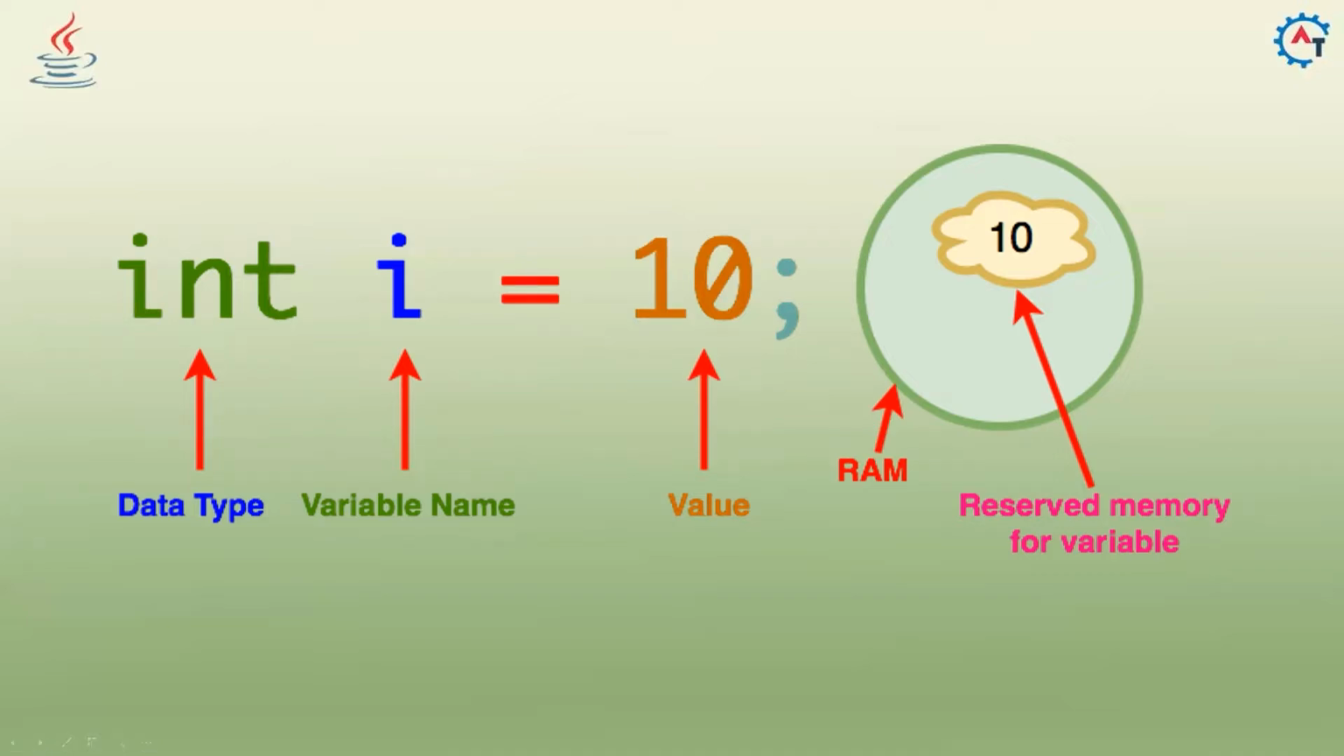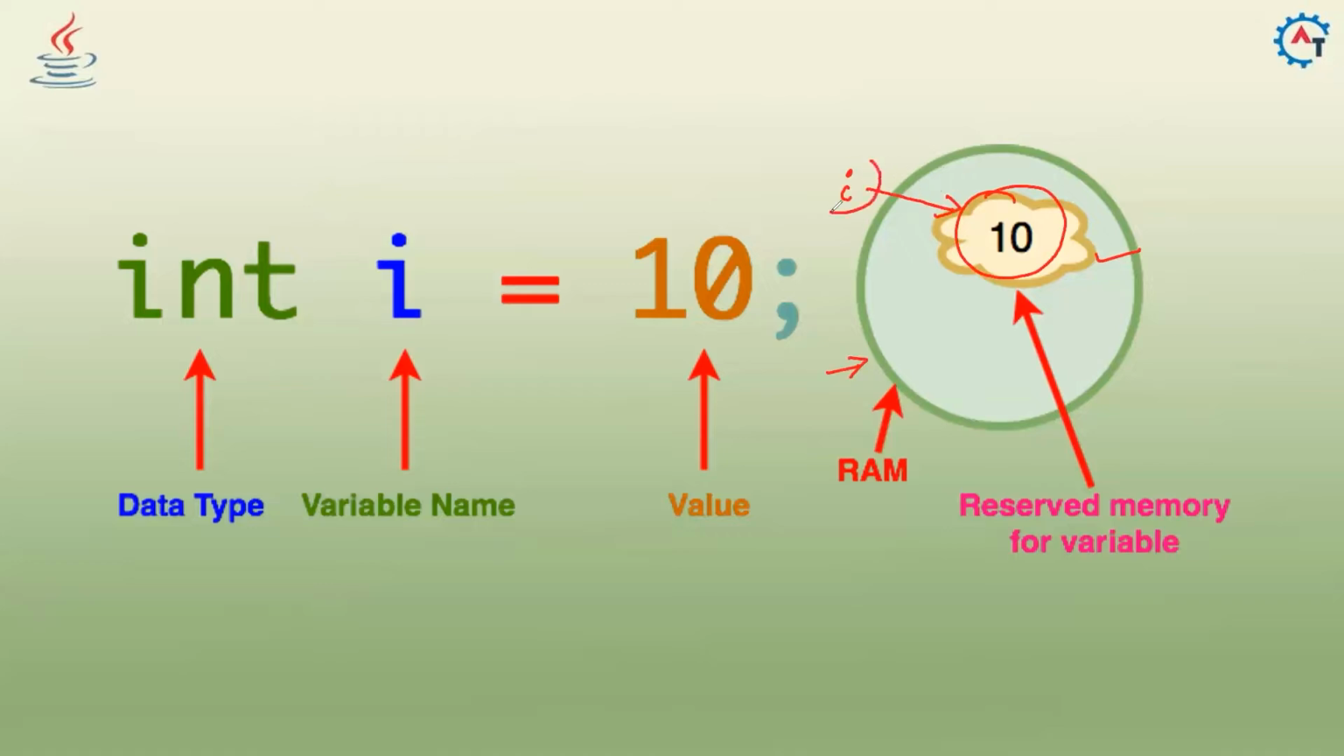So in this case, if you go to the memory, let's assume this circle is your RAM. Inside the RAM it will reserve some memory for your variable. For this 10, it will reserve some memory. How much memory? An integer will take a specified amount of memory, that we will discuss in our upcoming videos. But here, this is a 10 value, it will store some memory. And this i will point to this 10.